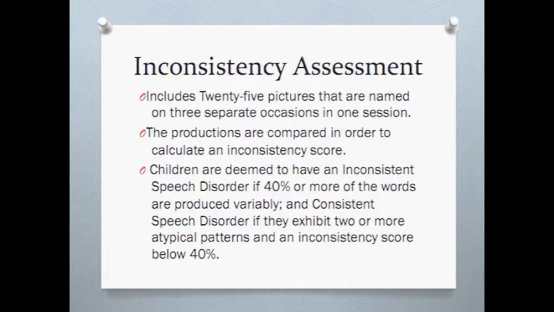Children are deemed to have inconsistent speech disorder if 40% or more of the words are produced variably, and consistent speech disorder if they exhibit 2 or more atypical patterns, as well as having an inconsistency score below 40%.